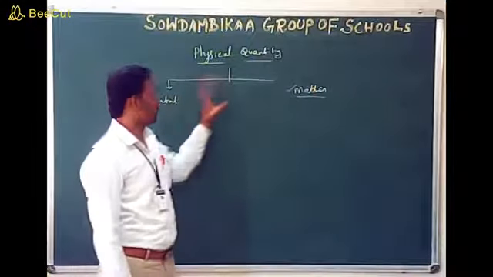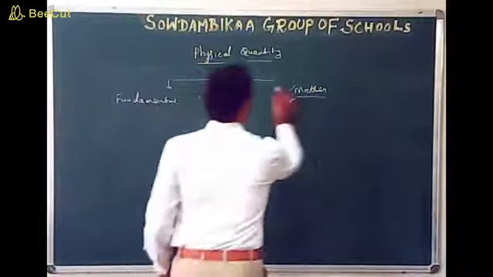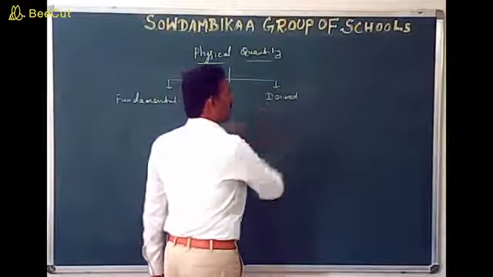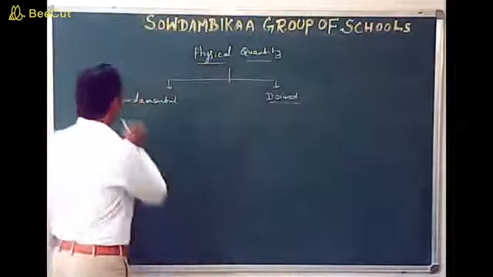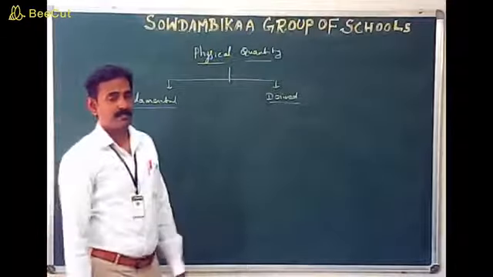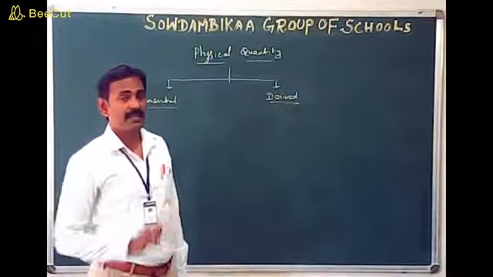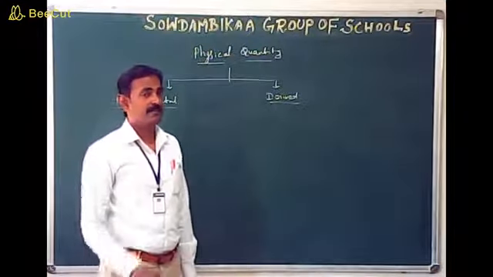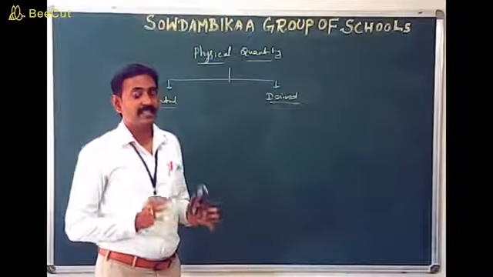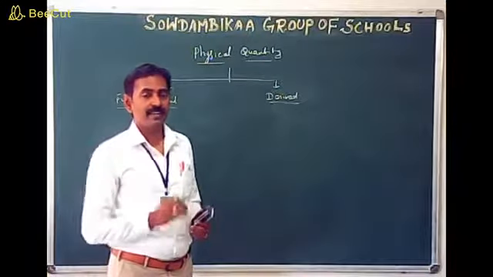All the physical quantities come under two categories. First, the fundamental physical quantity. Another one is the derived physical quantity. What is called a fundamental quantity? A quantity that cannot be expressed in terms of any other physical quantity. Fundamental is a base. Fundamental quantities or basic quantities cannot be expressed in terms of any other physical quantity.